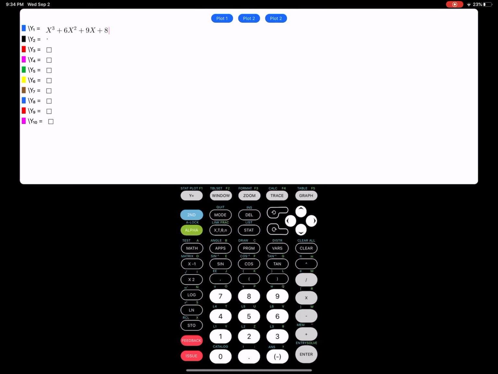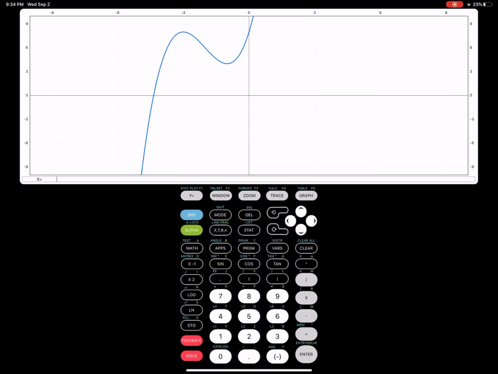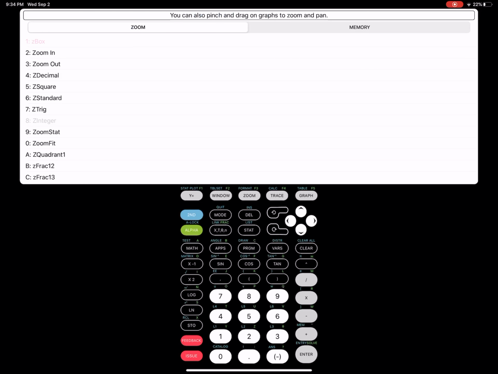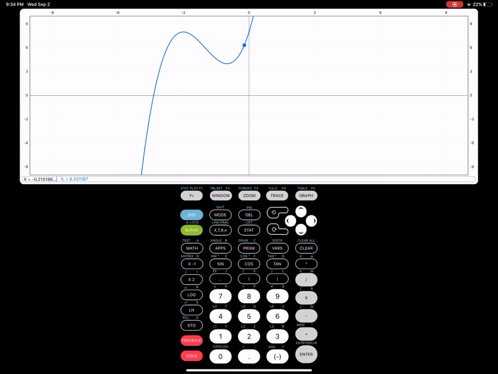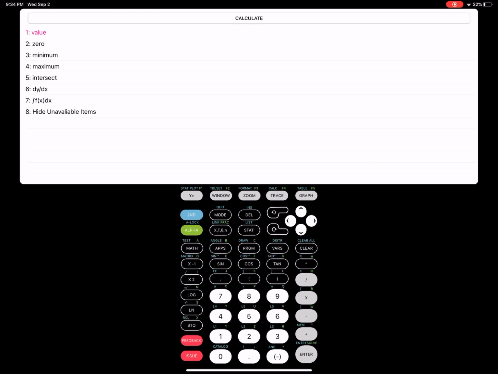And we hit graph. As you can see, there's my graph. I'm going to zoom 6, make it regular. All right. So I can tell there is a maximum here and a minimum. A maximum's on the left and a minimum is on the right. So you hit second trace. The maximum was first, so I'm going to hit 4.